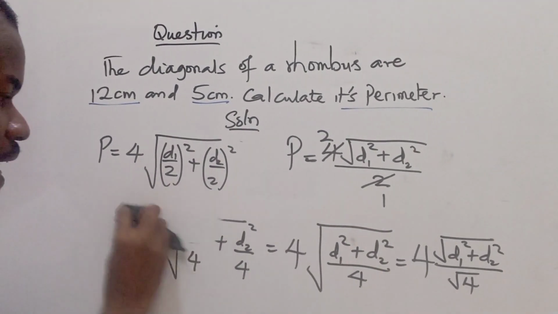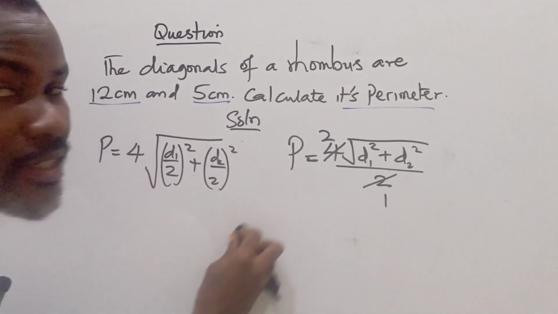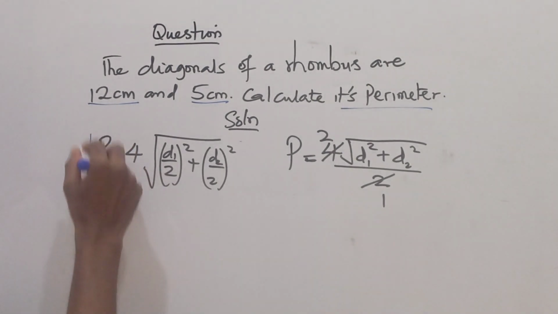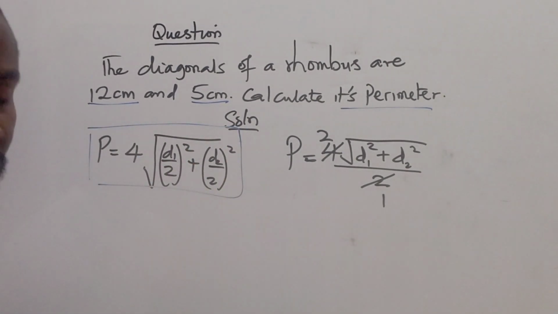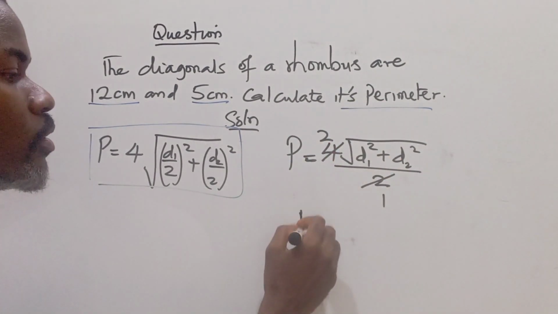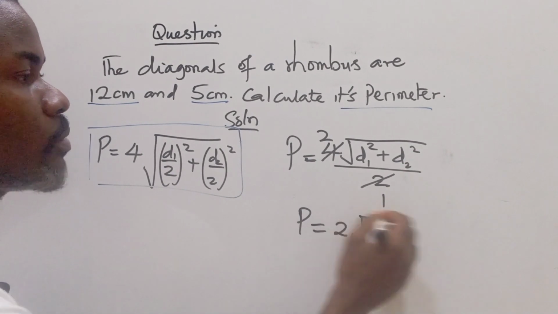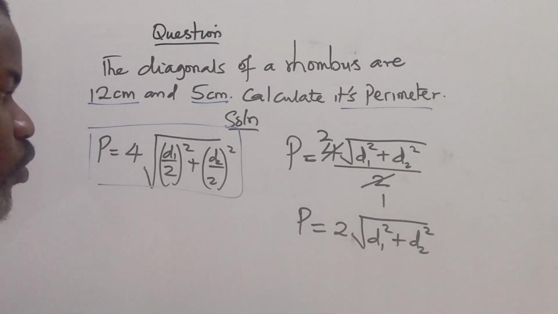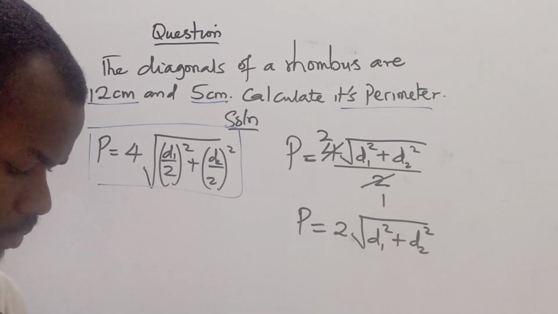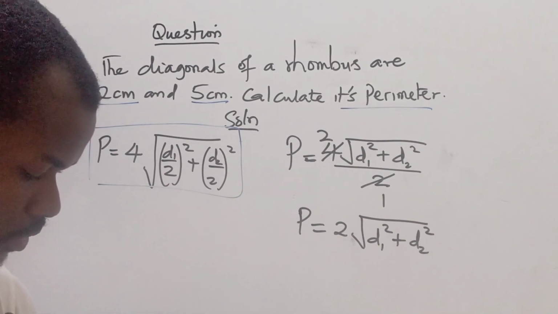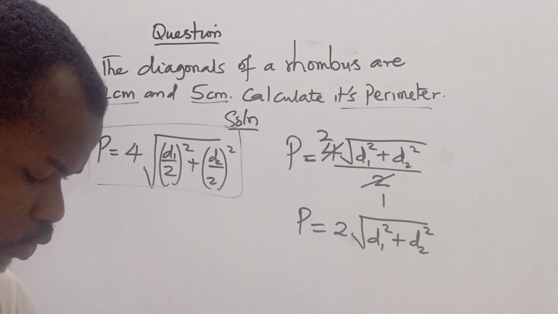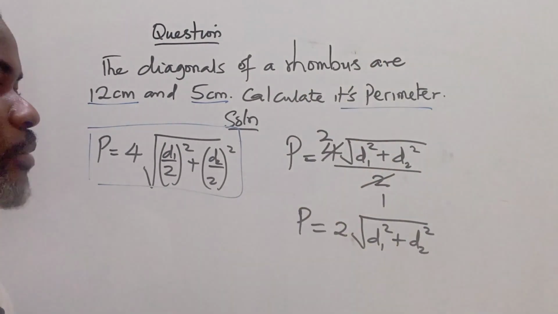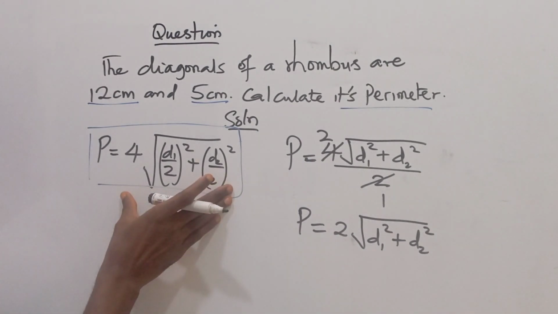From this, we have two formulas with which we can solve this problem. The first formula is this, and the second formula is what we have here, which is P equals 2 multiplied by the square root of D1 squared plus D2 squared. Whichever formula you use, you are going to arrive at the same answer. But for this case, I would like us to use this formula and solve for the perimeter. Well, you can still use the other to confirm your answer.